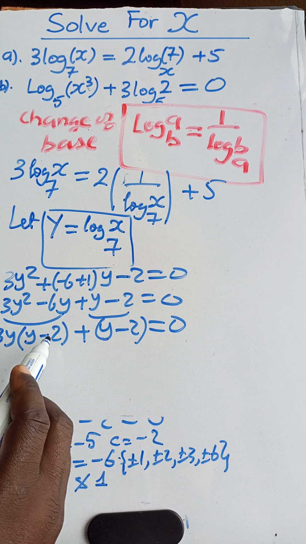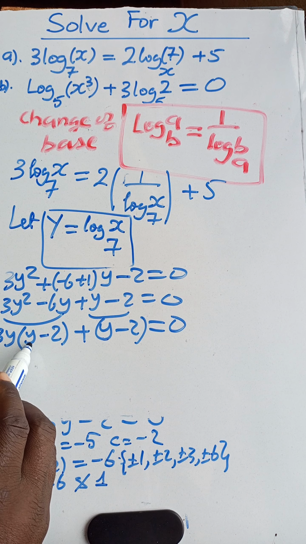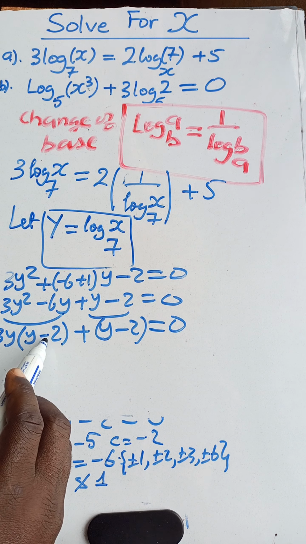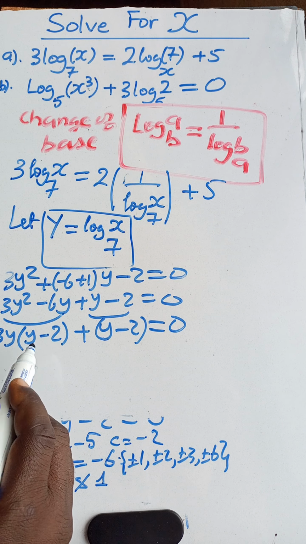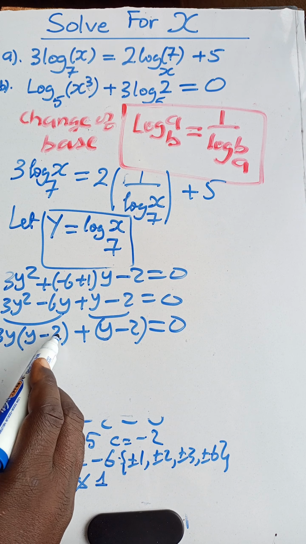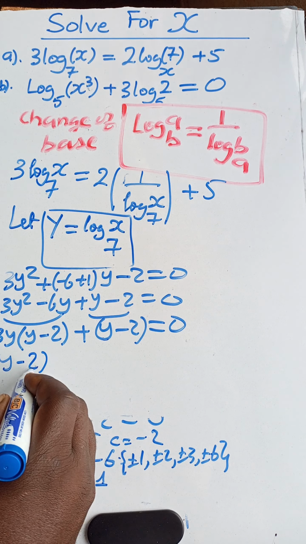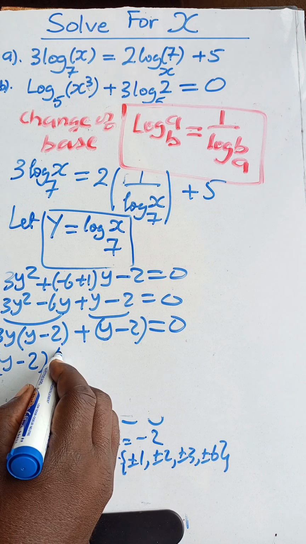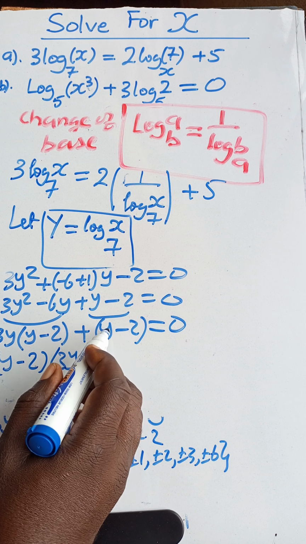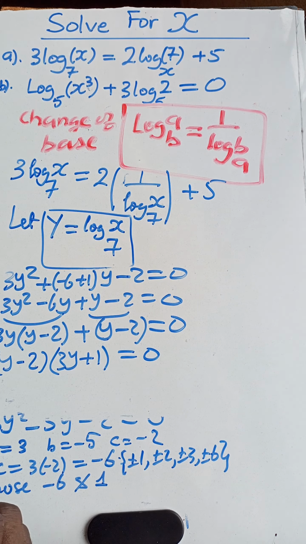You can always check to see if your factorization was correct. If you try to open this bracket, 3y multiplied by y is 3y squared. 3y multiplied by -2 is -6y. So this factorization is correct. Again, at this level, we have y minus 2 common. So we continue with our factorization, y minus 2. When we remove y minus 2, we are left with 3y. We remove y minus 2, we are left with +1 equals 0.